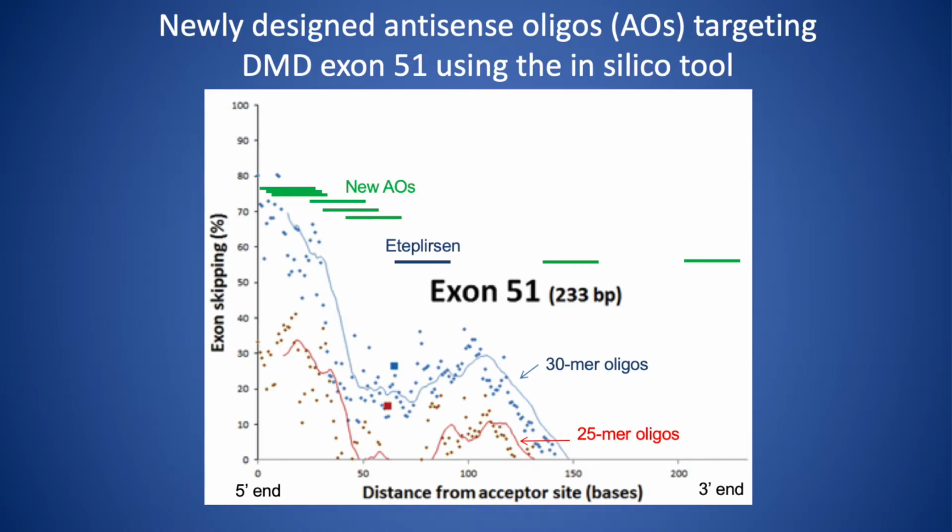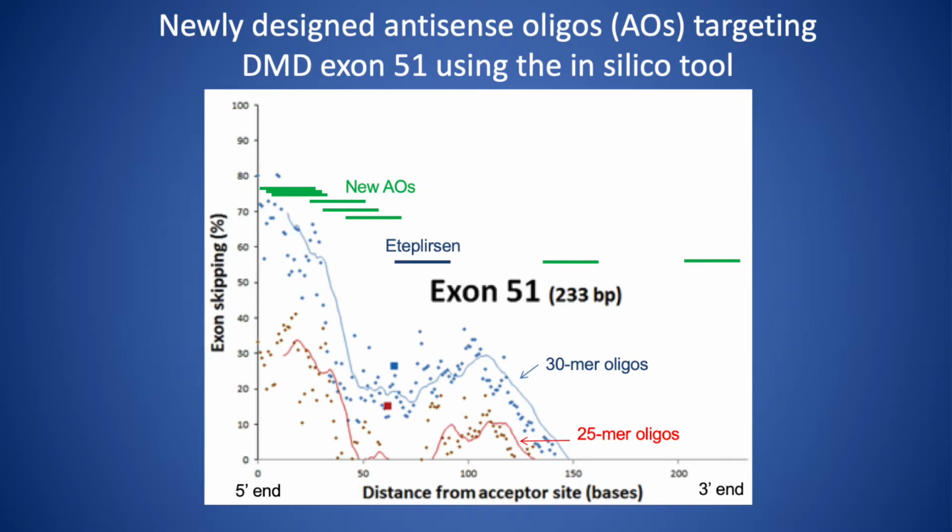In exon 51, for example, there are 233 base pairs, 233 letters here. Antisense oligos are basically 25-mer or 30-mer usually. So you can target anywhere in the exon, but the efficacy varies dramatically. So this is very important. Our computer program can predict where the best target is in an exon.